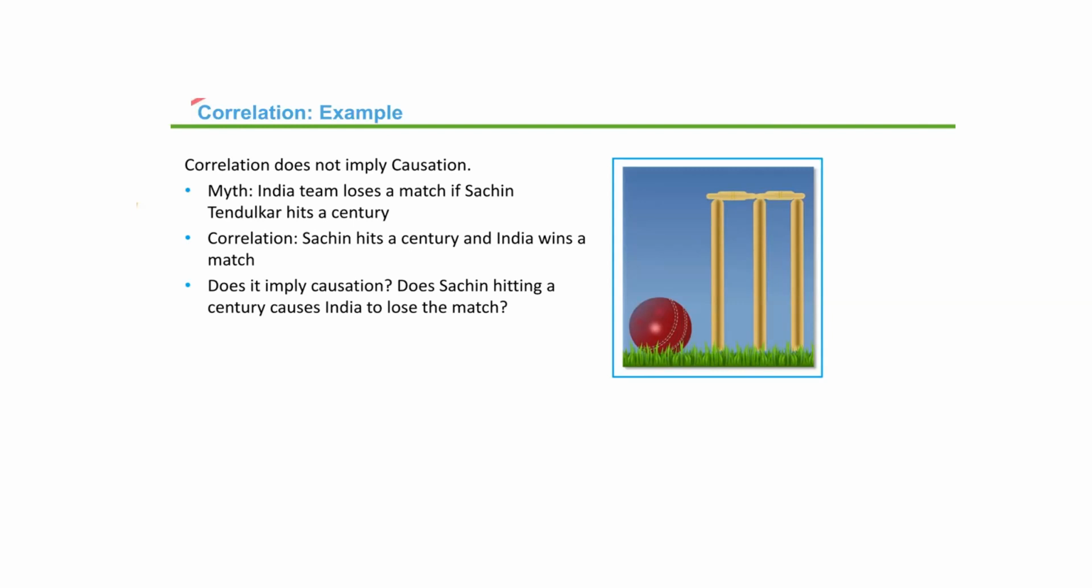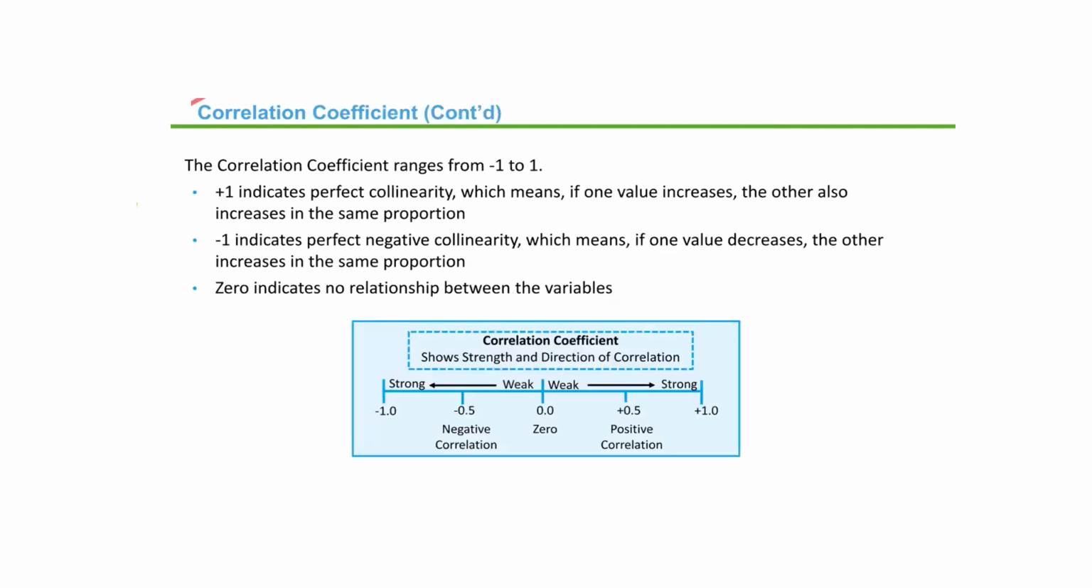Again, at a slightly high level, there are two terms called correlation and causation. Generally, correlation is measured. Positive correlation is a value between 0 and positive 1. Negative correlation is a value between 0 and negative 1.